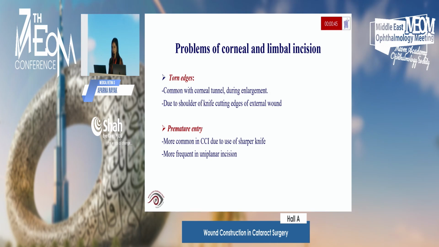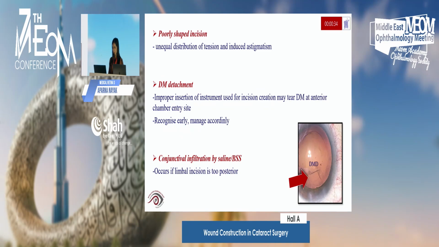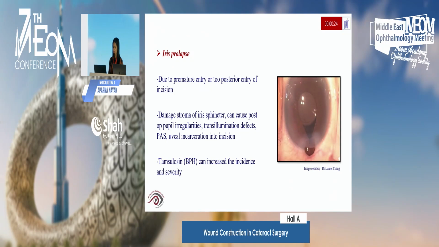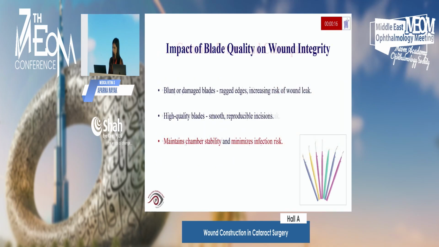We have to avoid any torn edges, avoid any premature entry, maintain the tunnel length, and the tunnel length shouldn't be too long also, and avoid any leaky wounds. The shape of the incision should be accurate. Avoid any DM stripping or DM detachment when we insert the blades, and any conjunctival infiltration by saline should also be avoided. So we have to be very careful. Also look for iris prolapse. So there should be a controlled instillation of any fluids in the anterior chamber.